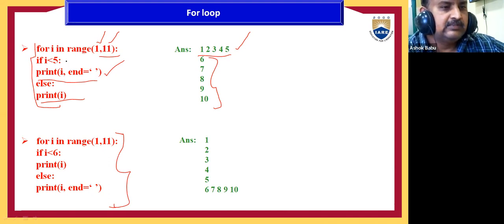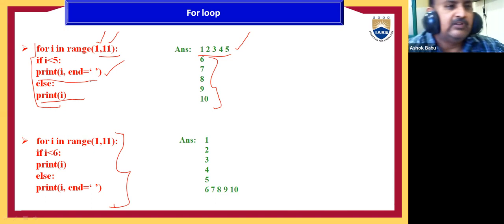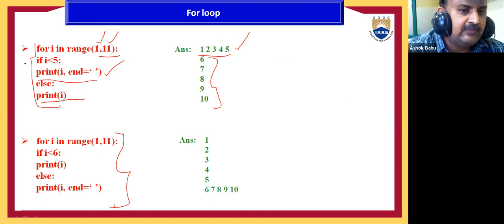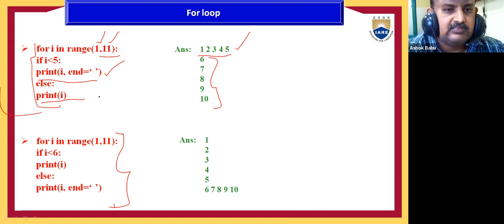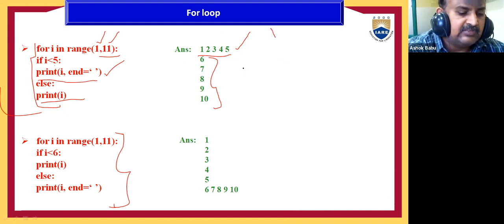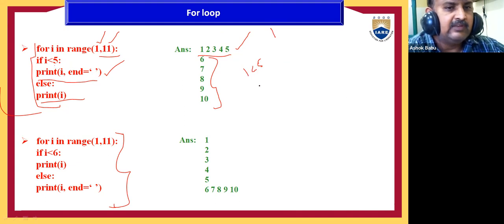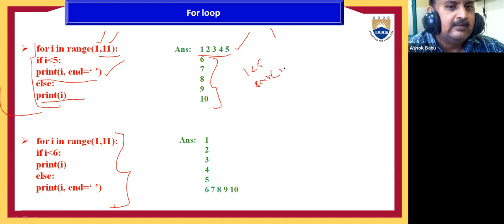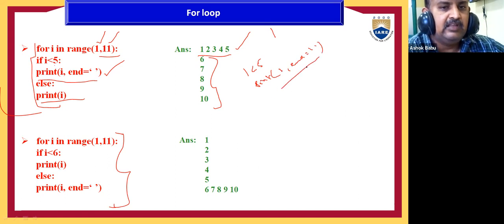So here the logic is, we need to print the numbers from 1 to 10, and 1 to 5 will be horizontal fashion and 6 to 10 will be in the vertical fashion. So here, if i less than 5, let us assume the first number is 1. 1 is less than 5, then it comes to the print statement, print 1. Because it is in horizontal fashion, we need to write print with end. Therefore, the number will be printed as 1.